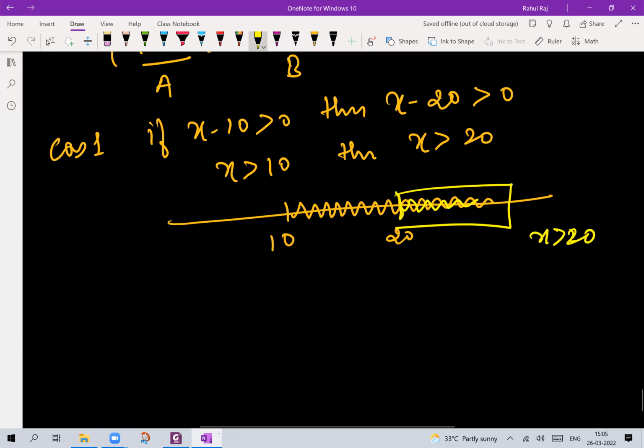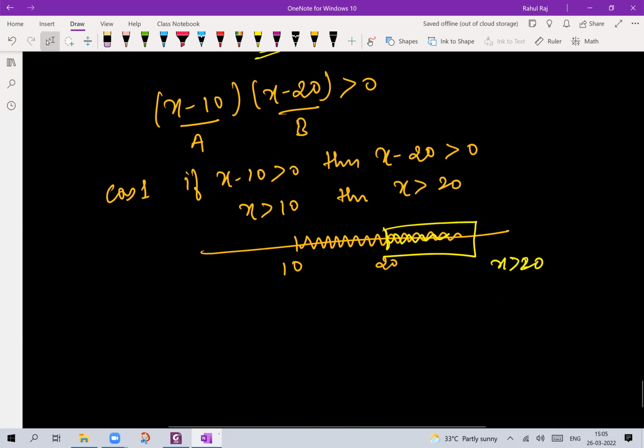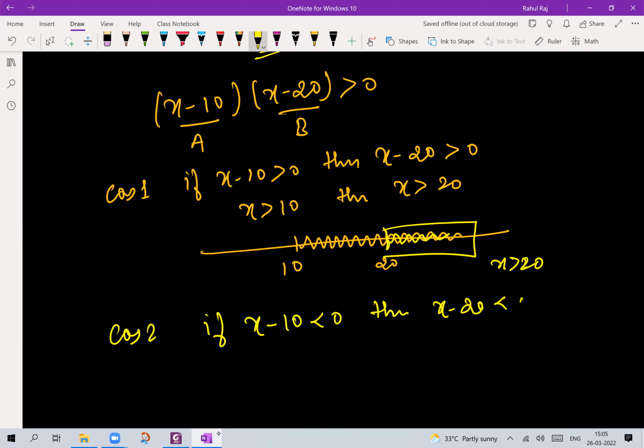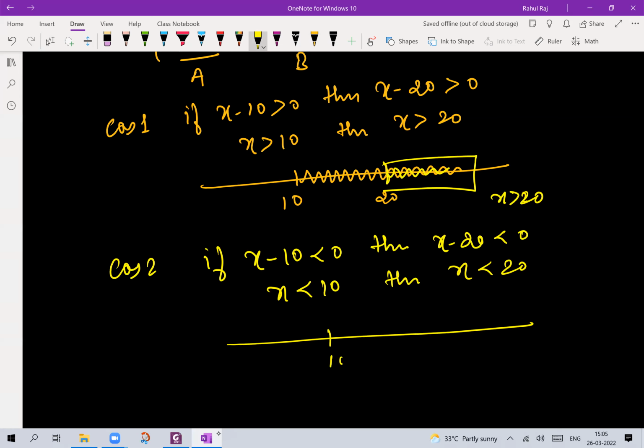Now case 2 is what? If A is negative and B is negative, my AB is x minus 10 into x minus 20. So case 2 would become: if x minus 10 is less than 0, then can I say x minus 20 is also less than 0? That is, if x is less than 10, then x should be less than 20 as well. Now plot this on the graph. This is 10 and this is 20. x is less than 10. This is fine. x is less than 20. What is the common graph? x less than 10.